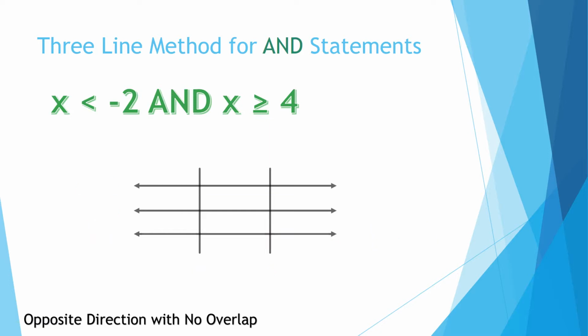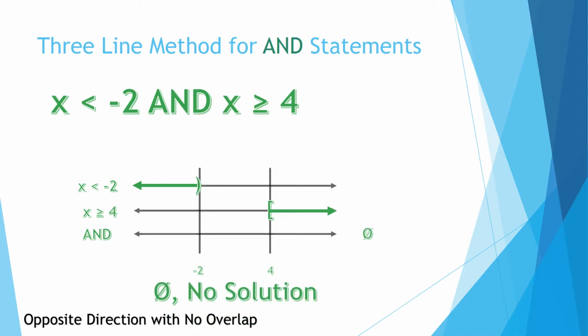For our last example with AND statements, again, negative 2 and 4 are our critical points. X less than negative 2 and x greater than or equal to 4. Now notice these are going in opposite directions, but there's no overlap. Using the AND operator, we're only including points that are in both. And here there are none that are in both. Therefore, there is no solution.